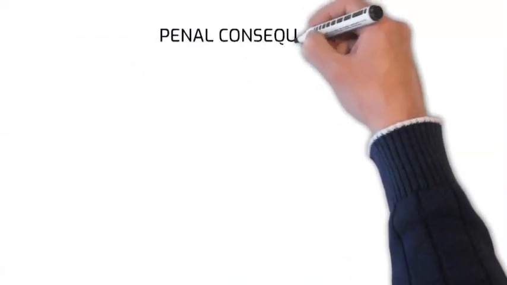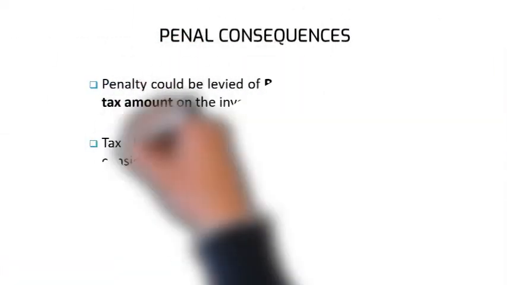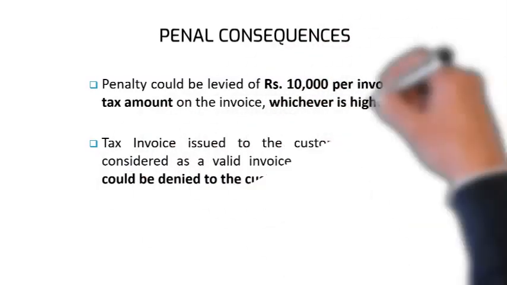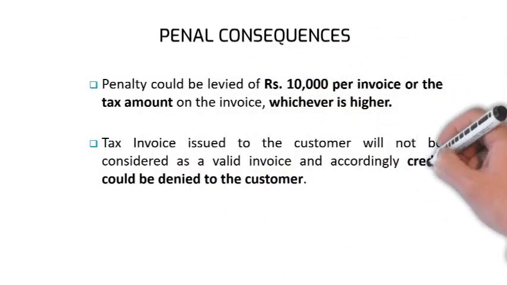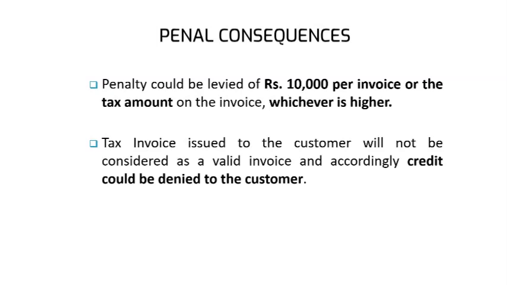Now let us understand the penal consequences of not following E-Invoicing provisions. Penalty could be levied of 10,000 rupees per invoice or the tax amount on the invoice, whichever is higher. Further, the tax invoice issued to the customer will not be considered as a valid invoice, and accordingly credit could be denied to the customer. Thus, it also becomes important to ensure that when you are purchasing, your supplier generates E-invoice if applicable to him, else credit may be denied to your company.